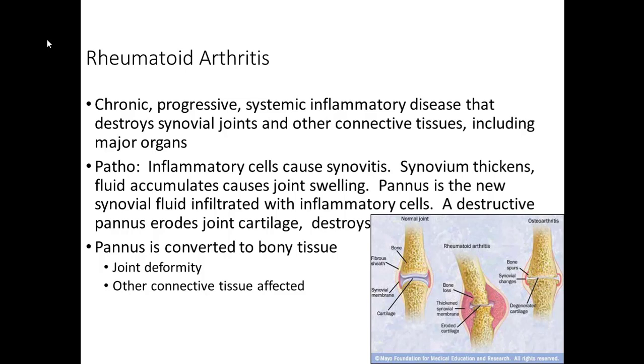So when this pannus, this newer synovial fluid with all the inflammatory cells, gets in there, it can actually change or form into bony tissue, and that's what causes some of the deformities.